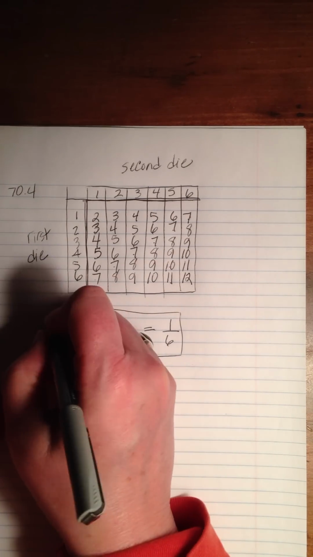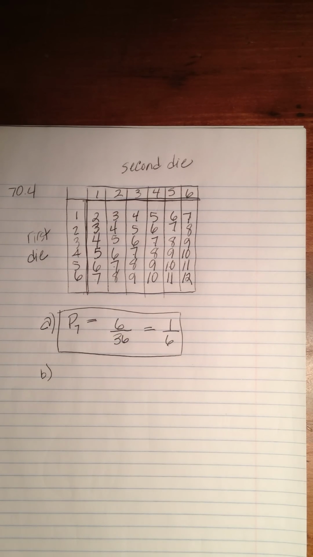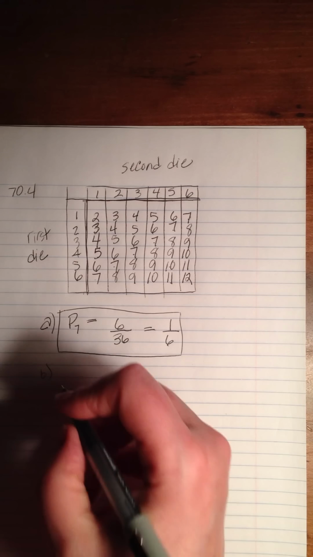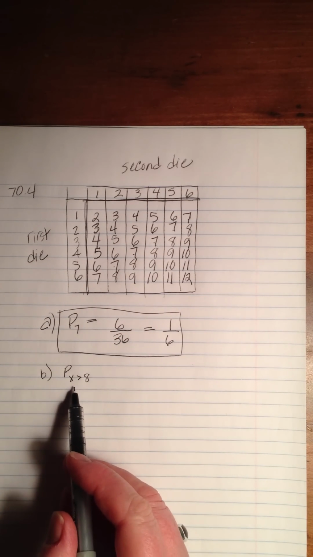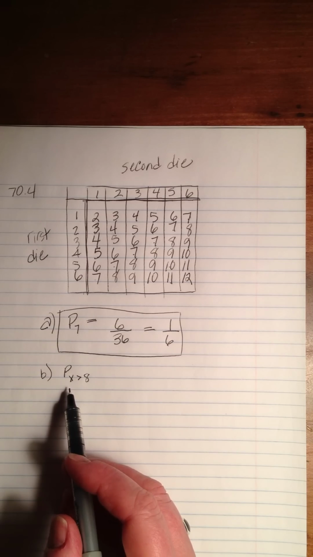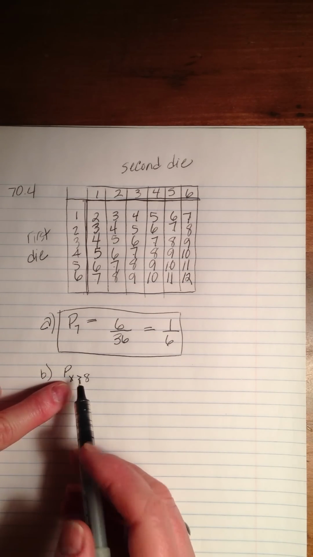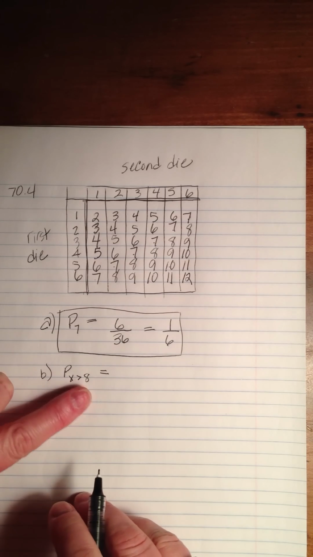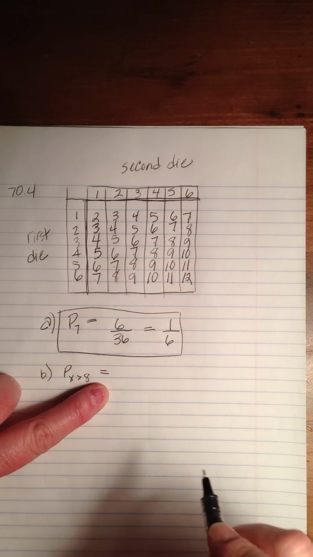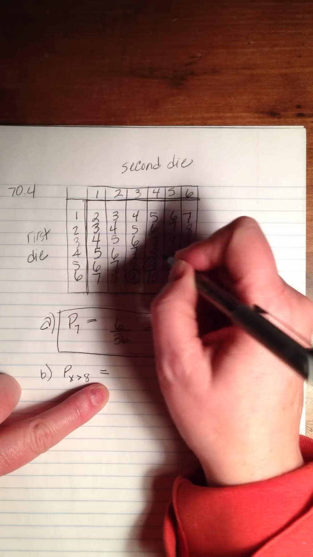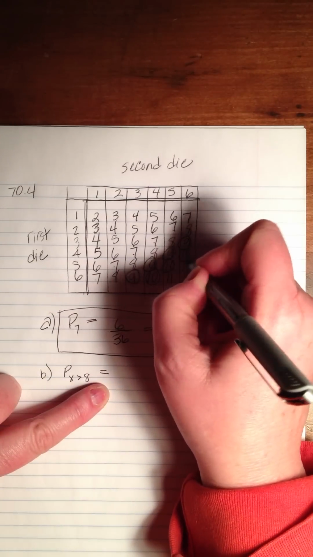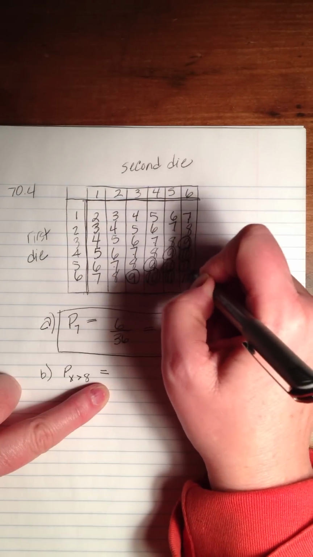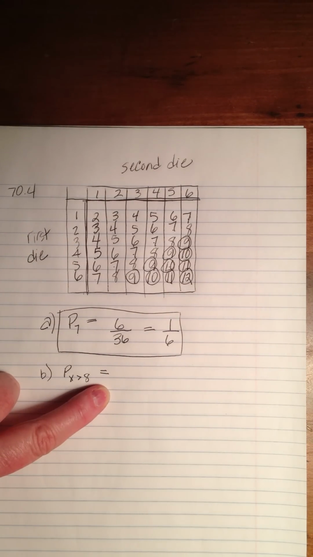The second part asks us to calculate the probability that we'll get a number greater than 8. So once again, I'm going to use this little symbol to remind myself of what we're trying to find. What's the probability that we'll get a roll greater than 8? Well, I'm going to go back to my chart and look for rolls greater than 8. This time I'm going to circle them. So I see some 9s here, and I see some 10s, and a couple 11s and a 12. Those are all rolls greater than 8.